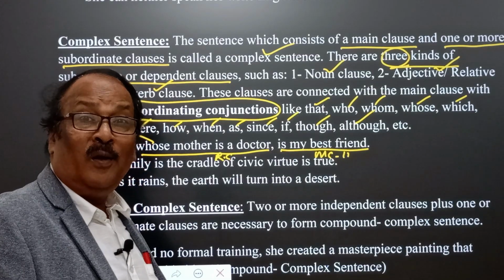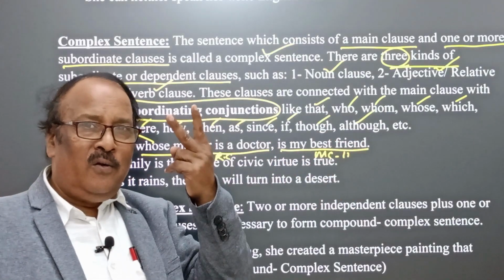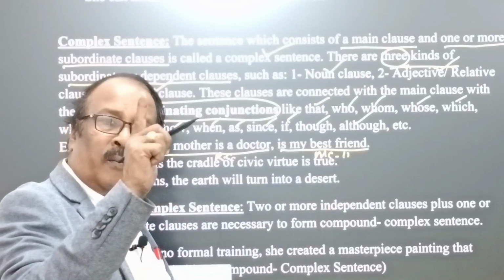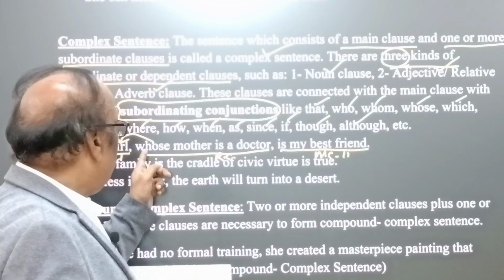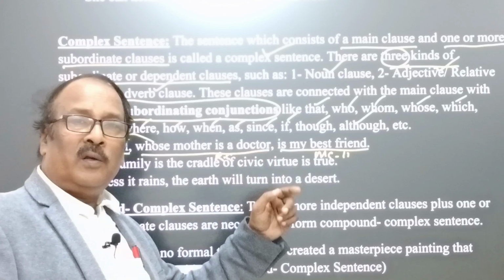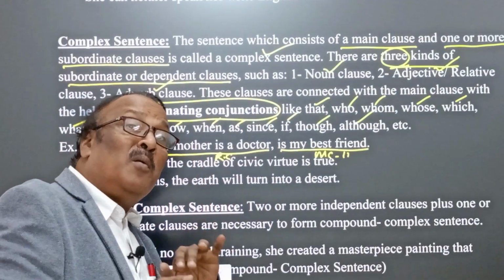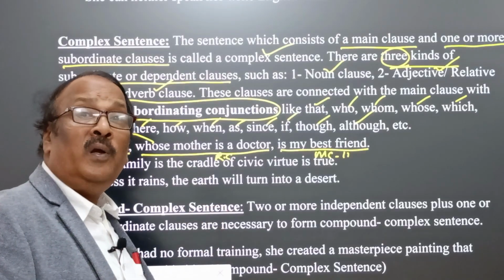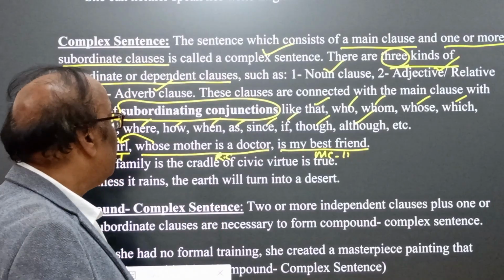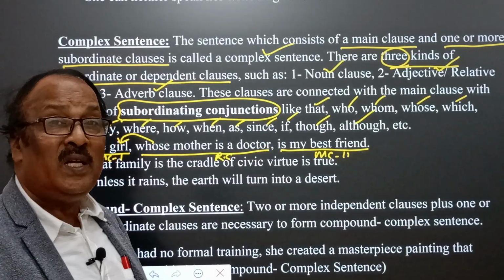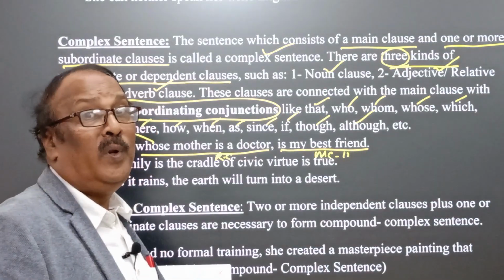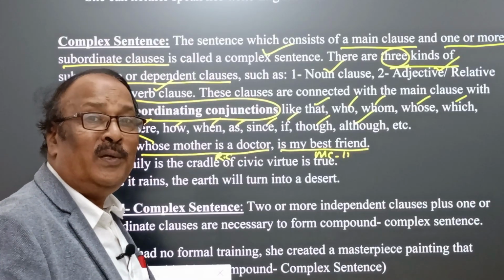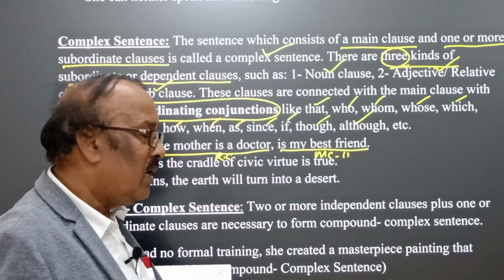And here we find that the girl is my best friend. If we divide it, we find two sentences: the girl is my best friend, a main clause, and her mother is a doctor, another main clause. But if we convert it, whose is removed: whose mother is a doctor is my best friend. This is a non-defining or non-identifying relative clause. It will be discussed in the later classes.